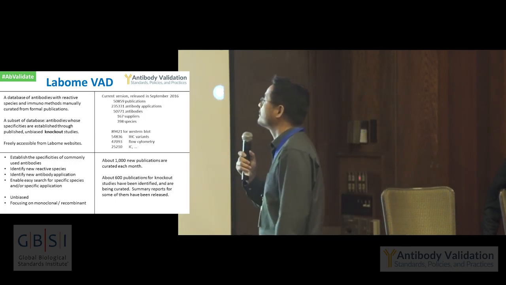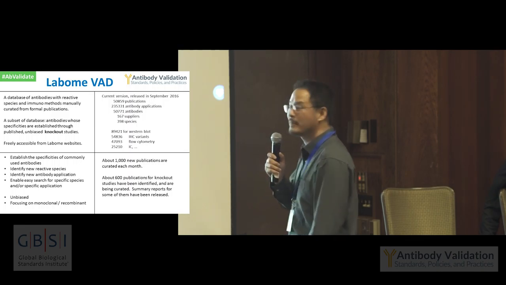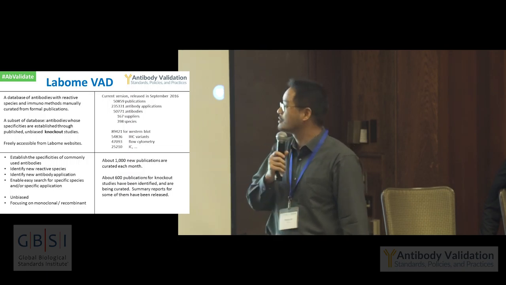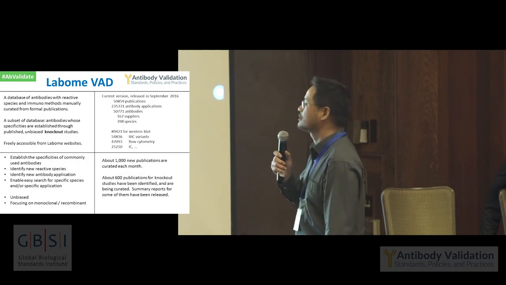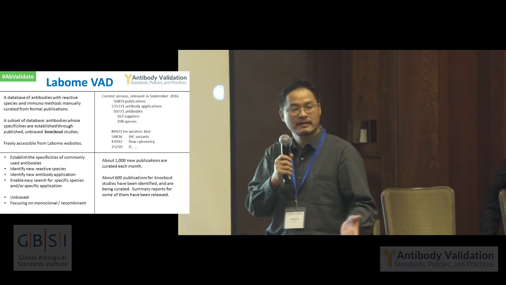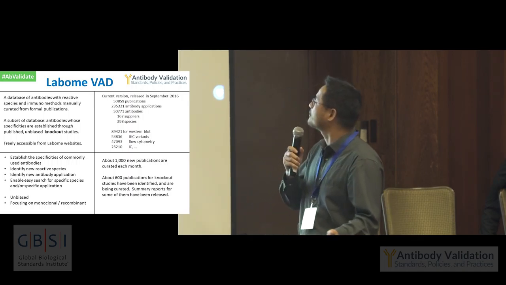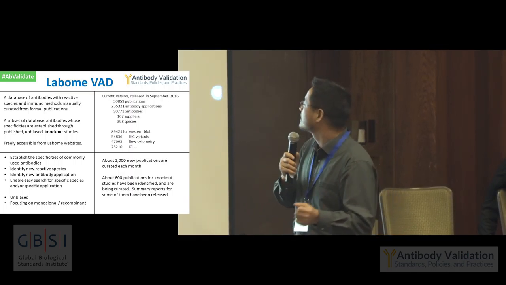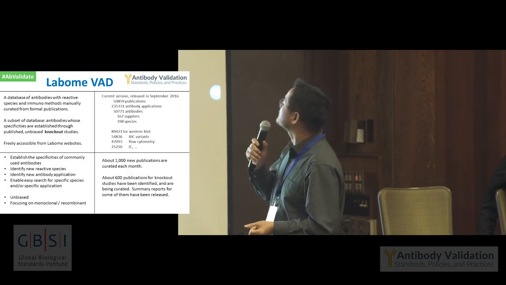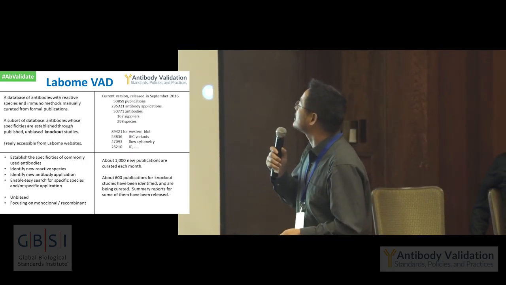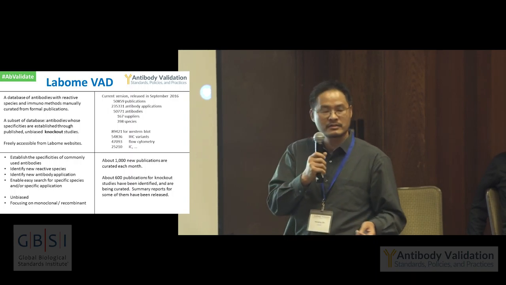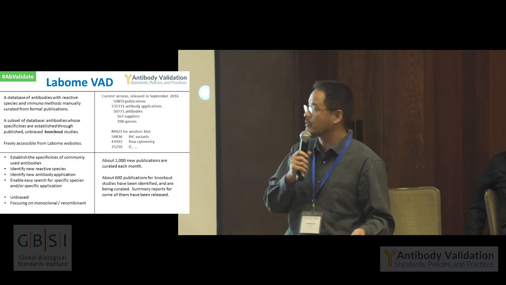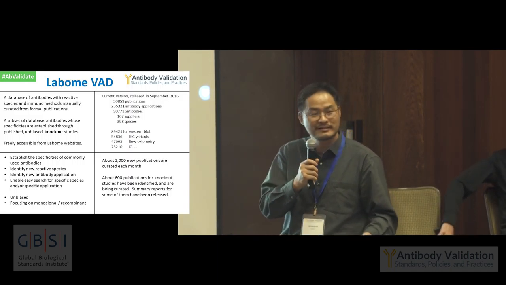Since then, we have gone through about 50,000 articles to build a database with 200,000 specific applications. The database covers so far 50,000 antibodies. So they are still non-unique. Those antibodies are from 167 suppliers, and the samples cover 398 species.